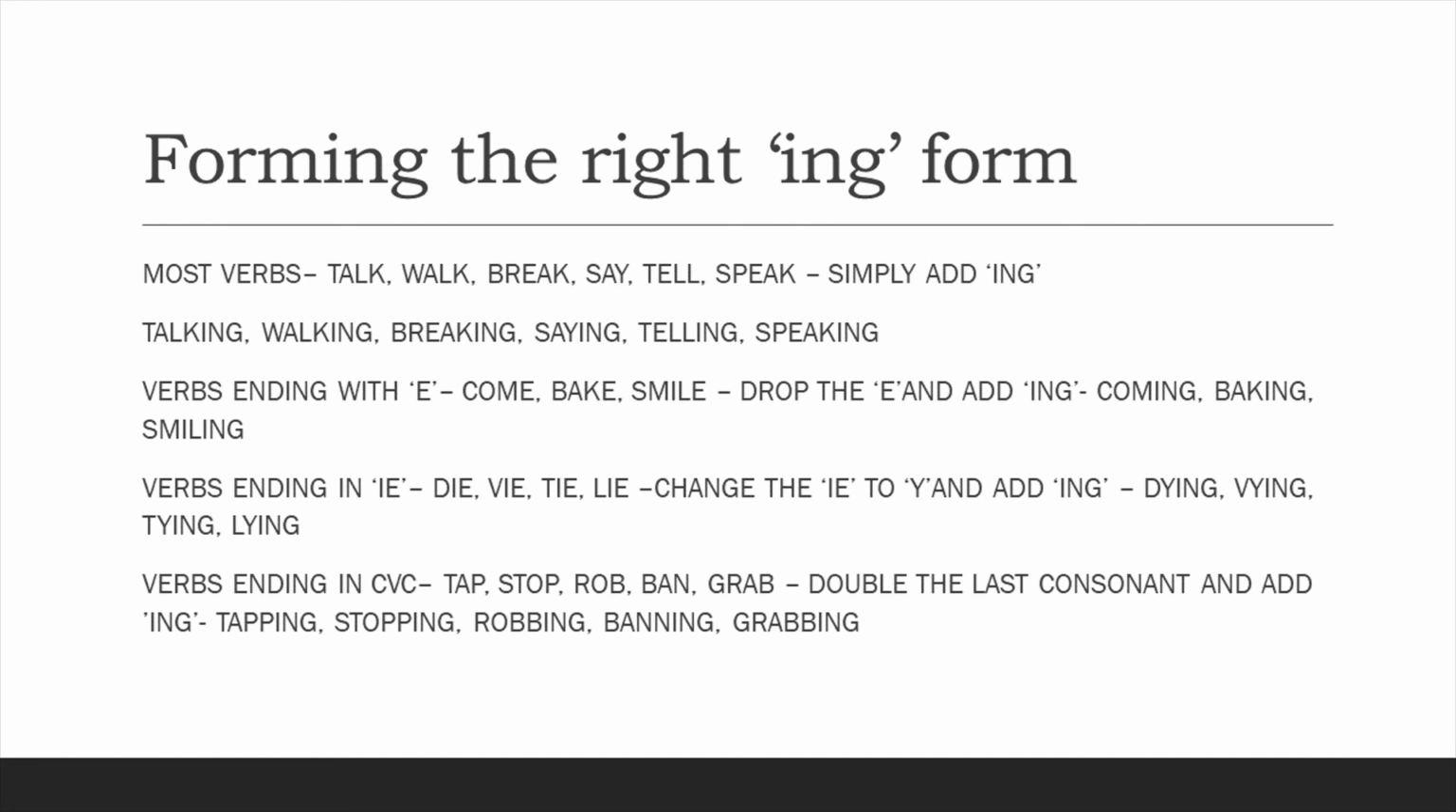Next one is verbs that end in ie, like die, vie, which means challenge and compete with each other, tie and lie. Okay, so you remove the ie and then you add y before you put the ing. So you remove the ie and change it to y, and then you add the ing. For example, die becomes dying.